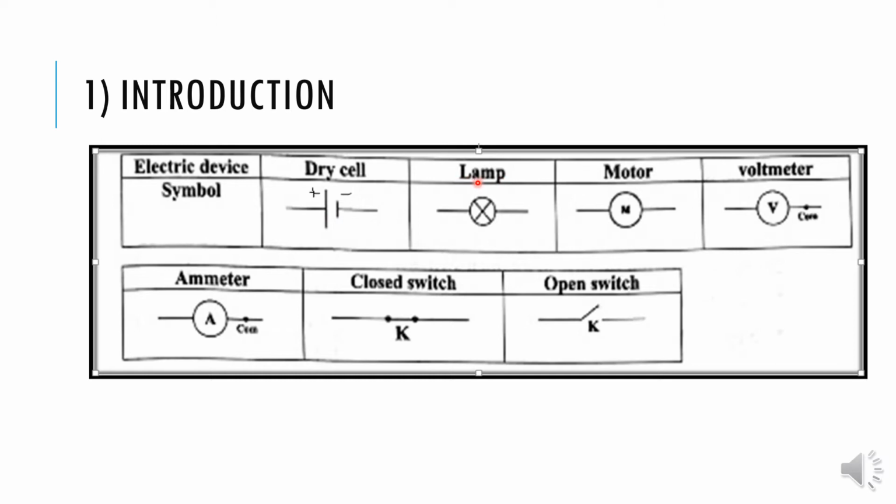How do we draw the lamp? A circle, inside it we have an X. The motor, a circle, inside it we have an M. The voltmeter, a circle, inside it we have a V. The ammeter, a circle, inside it we have an A. That's how you draw the closed switch, and that's how you draw the open switch.